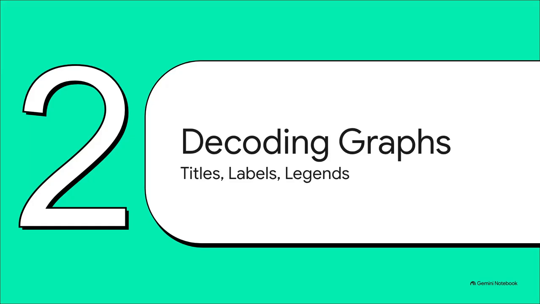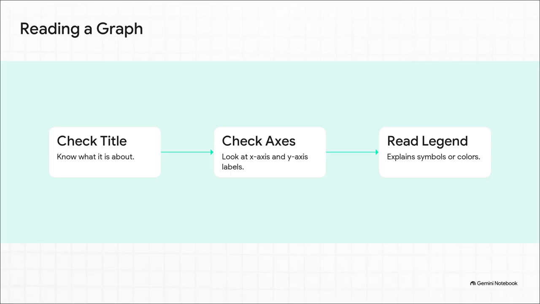Moving on to Section 2. Decoding graphs and charts and the anatomy of visual data. Let's move to how this all builds together. Just like you learn the anatomy of a cell in biology, you need a system here. When you're confronted with a brand new graph, follow these 3 simple steps. Step 1, always check the title. This tells you exactly what the visual is about before you even look at a single number.